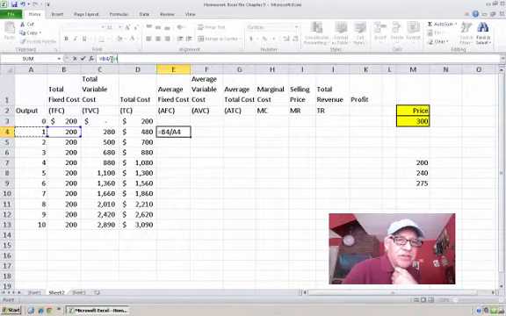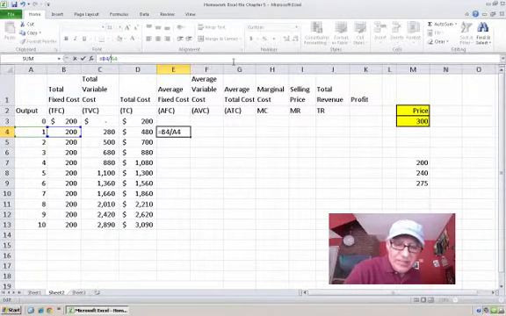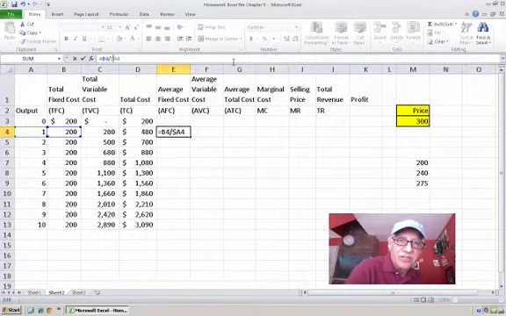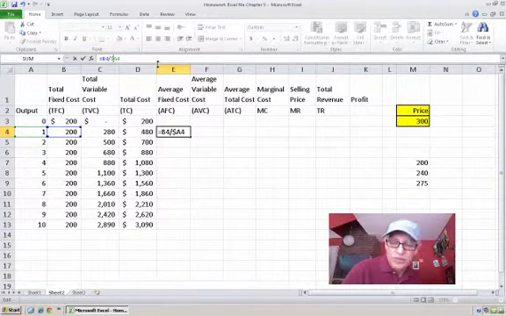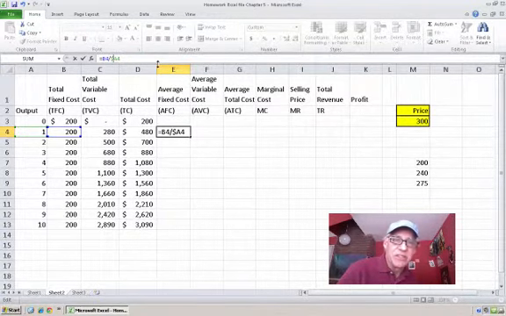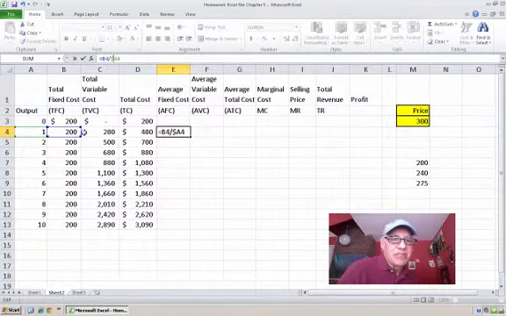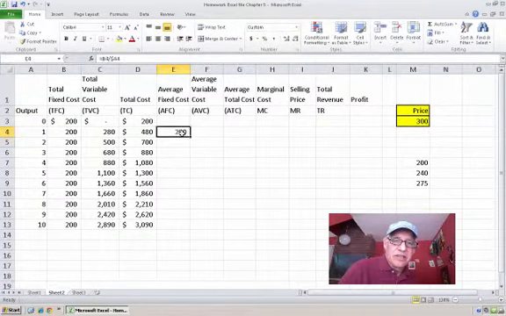And again, because I always want to divide by the output in column A, I'm just going to put a dollar sign here in front of the A. So it's B4 divided by $A4. It just makes my life easier with the absolute, because when I copy it to the next column, I'm going to copy this formula over to column F. I want to do C4, which is the total variable cost, divided by A4, again, the output. So here I've got my 200.